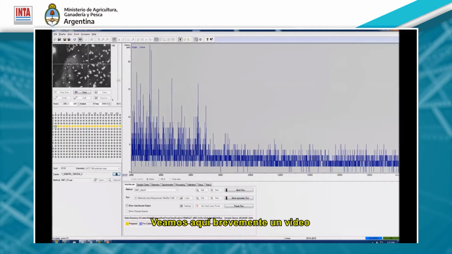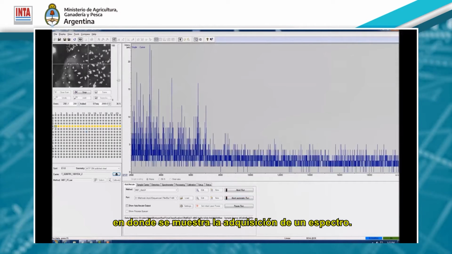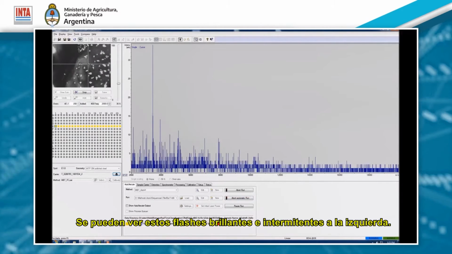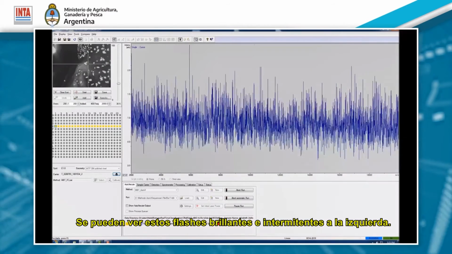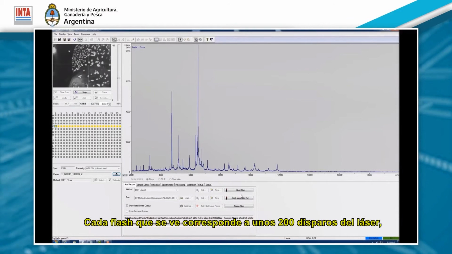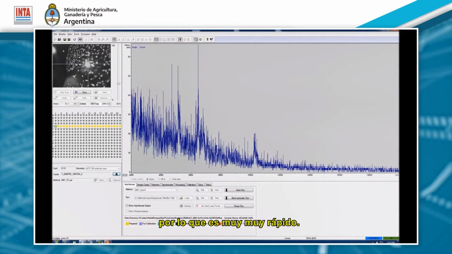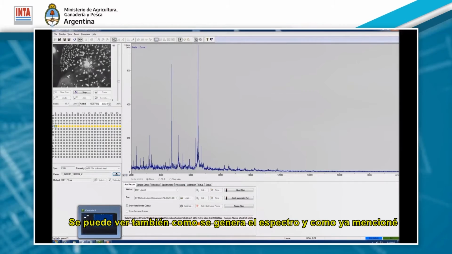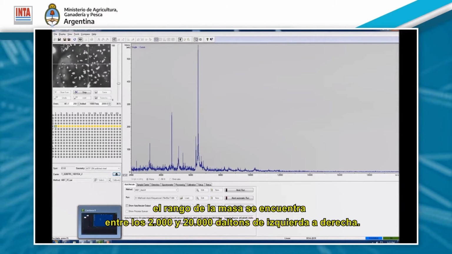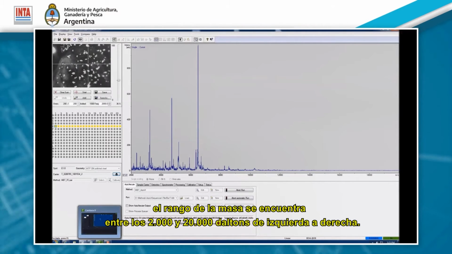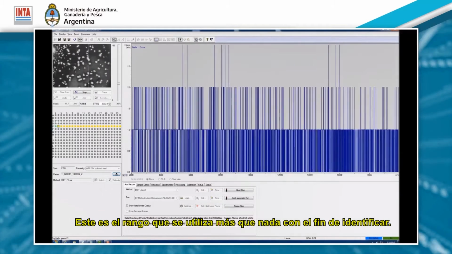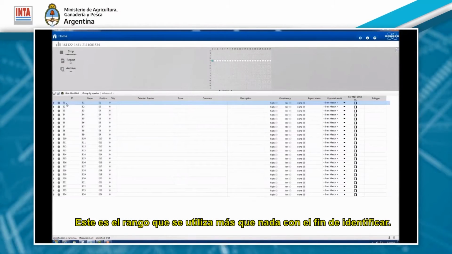Now, let's have a quick look at a movie of spectra acquisition. You can see repeated bright flashes here on the left. Each flash that you see corresponds with 200 shots of the laser. So it's actually very, very fast. You can also see that the spectrum is generated. And as already mentioned, the mass range is between 2000 and on the right, 20,000 Dalton. This is the range that is mostly used for identification purposes.